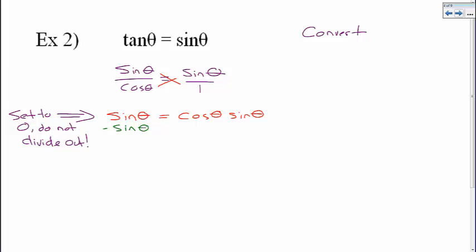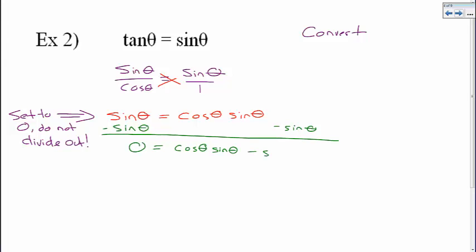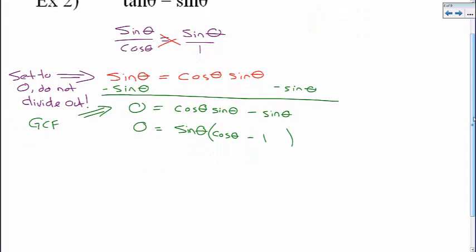Now remember, our goal here is to set the equation equal to 0. Many of you at this point will be tempted to divide out a sine theta. Don't do it. Instead, subtract a sine theta from both sides to set the equation equal to 0. We do this not only to solve, but to preserve half of our solutions that we would have lost had we divided out. Once I am set to 0, I can factor a sine theta out of my right side and rewrite the product of sine theta and cosine theta minus 1. I set factors equal to 0 and proceed to solve in the same manner I did in previous days.